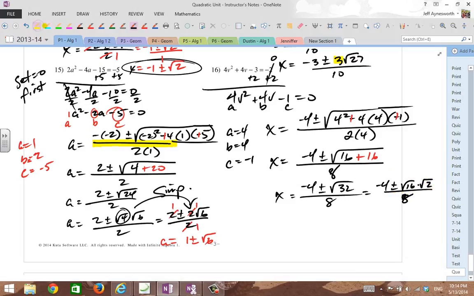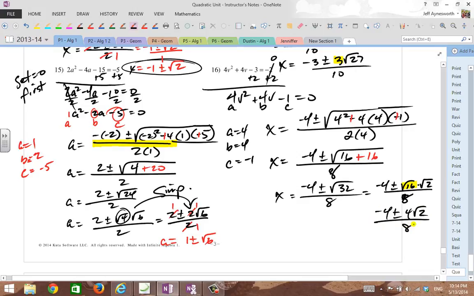Now the root 16 right here is just 4. So you have negative 4 plus or minus 4 rad 2, all divided by 8. The only thing left to do is to understand that 4, 4, and 8 are divisible by 4, so divide them all by 4. Negative 4 divided by 4 is negative 1, 4 divided by 4 is 1, and 8 divided by 4 is 2. So my answer is negative 1 plus or minus 1 rad 2, which is rad 2, all divided by 2.